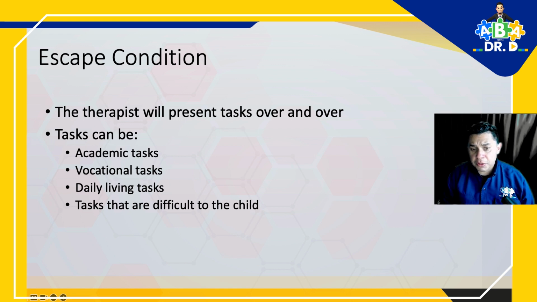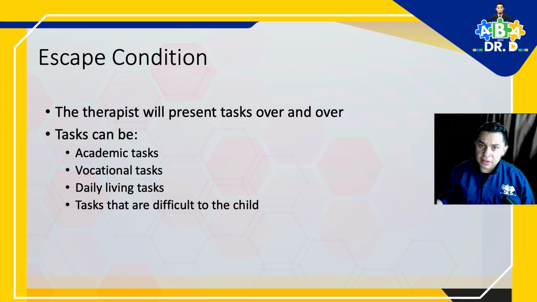Here, once again, the therapist will present a task over and over. The task can be academic tasks, vocational tasks, or daily living tasks that are difficult for the child. That really is the focus here. What I like to do is go observe the child first during the direct observations and identify in which particular moments you start seeing these behaviors. So for example, if I see that the child engages in escape maintained behaviors, or potentially escape maintained behaviors, then that's where I see the scenario.